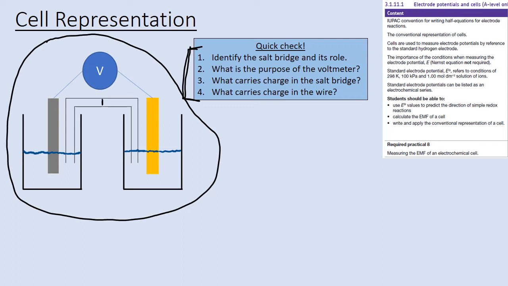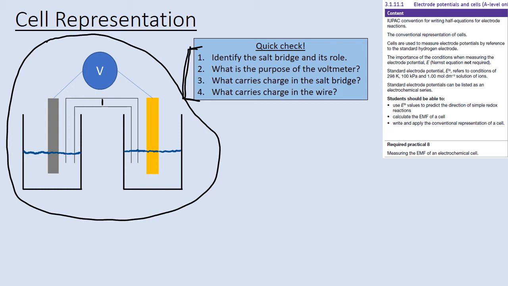Number 2, what's the purpose of the voltmeter? Well, that's to measure the potential difference. What carries the charge in the salt bridge? That's ions. Ions carry the charge in the salt bridge. What carries the charge in the wire? That will be electrons. Okay, so we're going to look at cell representation.